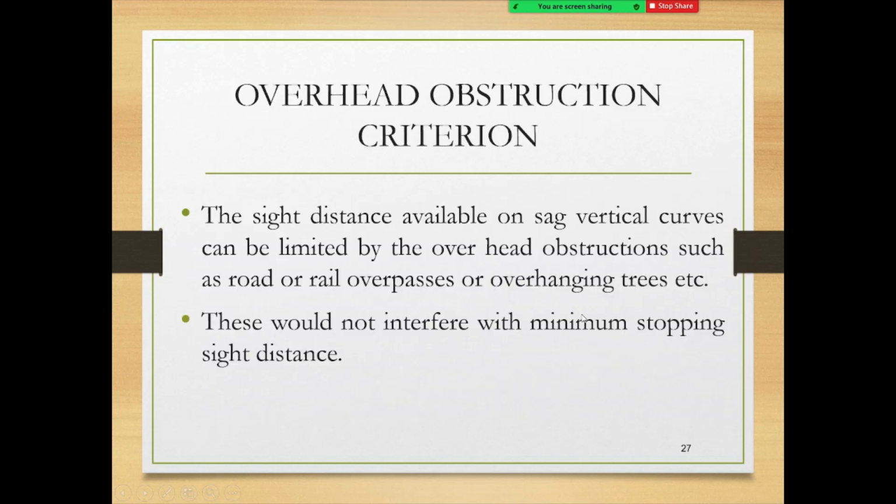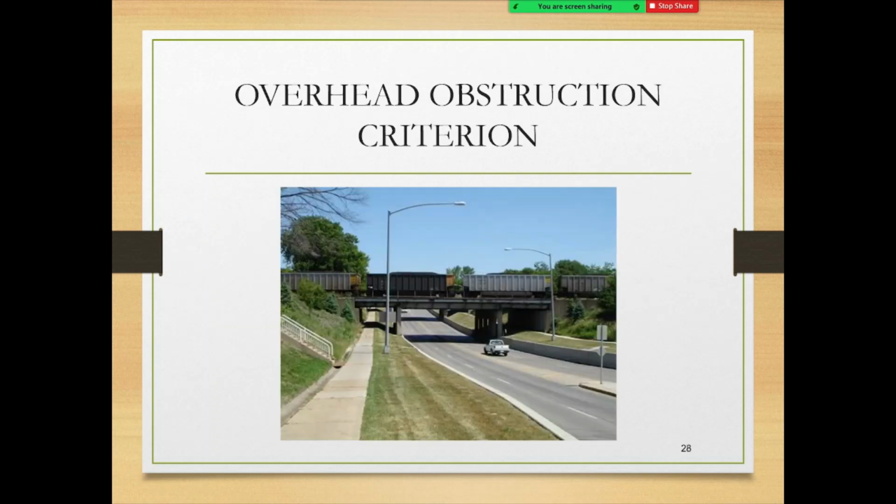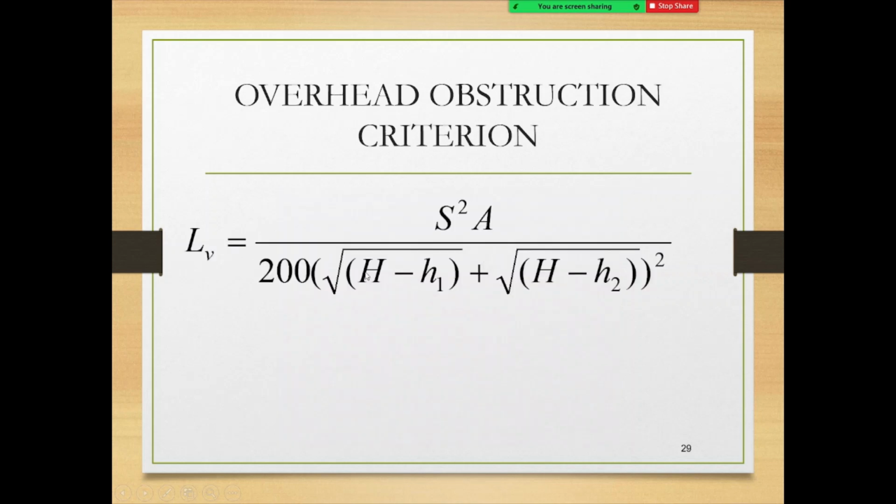And then we'll discuss a little bit about overhead obstruction criterion. The sight distance available on sag vertical curves can be limited by overhead obstructions such as road or rail overpasses or overhanging trees, etc. This would not interfere with minimum stopping sight. Now this is a sag curve and there is an overhead obstruction. This can critically influence the sight distance of sag curve, right? So this of course we cannot tabulate because there is a difference between the heights. Okay, there's a difference between the heights, so we have to calculate them ourselves.